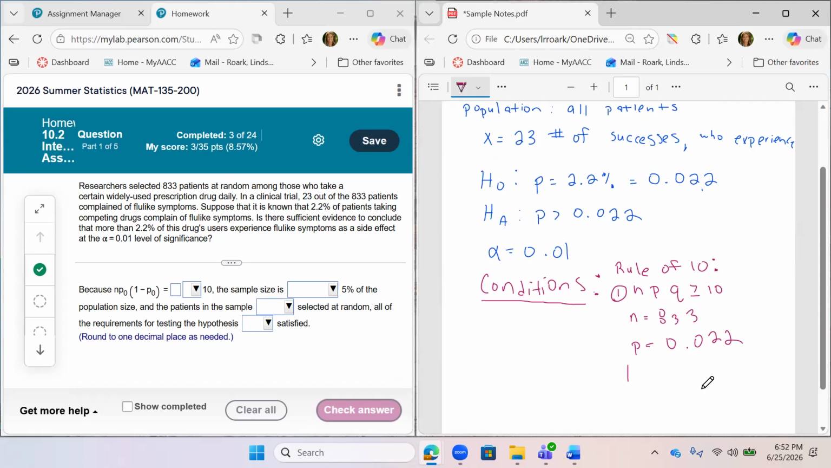And then sometimes I like to do this separately, just to state straight out what Q is, which again is just 1 minus P. And this is where it is helpful to have a calculator, even though we do most of the actual calculations inside of StatCrunch. These little things are helpful because I don't really feel like saying 1 minus 0.022 in my head. No, thank you. Okay, so long story short, we have to multiply 833 times 0.022 times 0.978 and see what we get, and it should be bigger than 10.